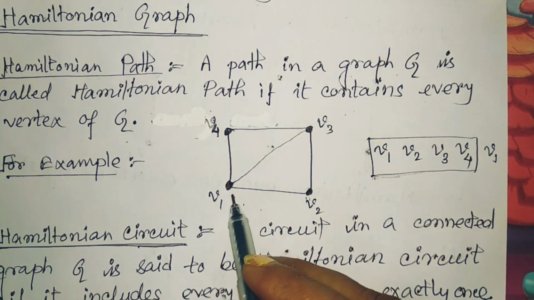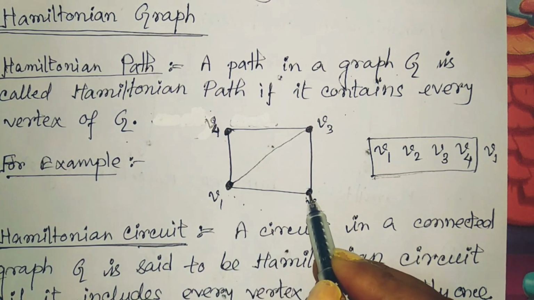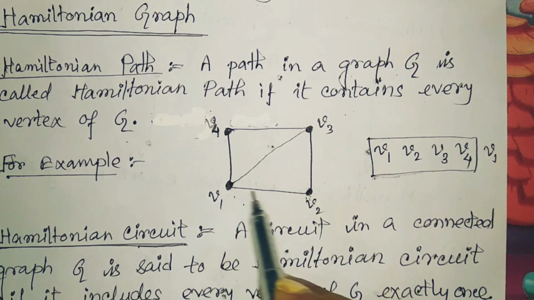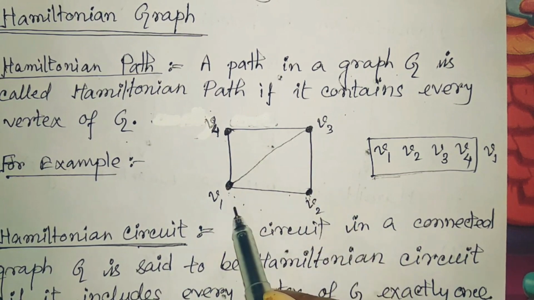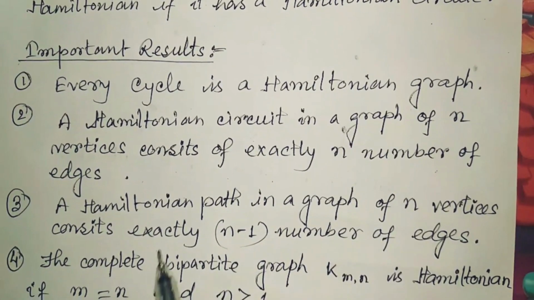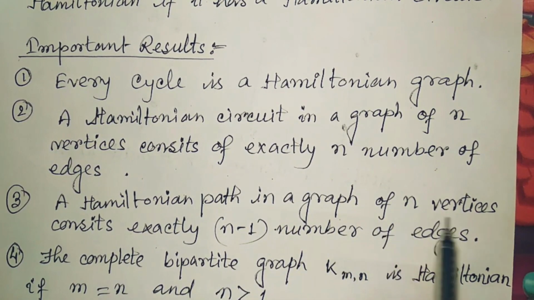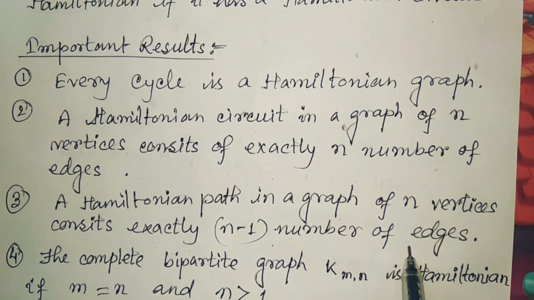So if we do the Hamiltonian circuit, then it is V1 to V2, V2 to V3, V3 to V4, V4 to V1. So it includes 1, 2, 3 and 4 edges. 4 vertices are there and 4 edges are there. Now Hamiltonian path. A Hamiltonian path in a graph of n vertices consists of exactly n minus 1 edges.